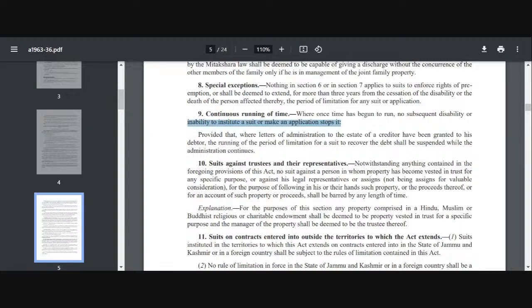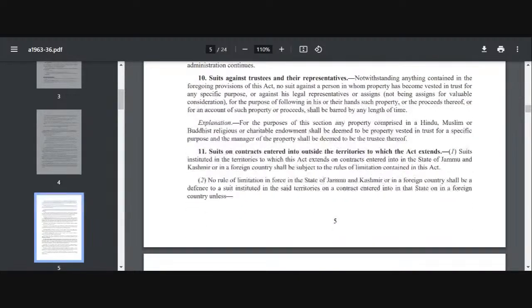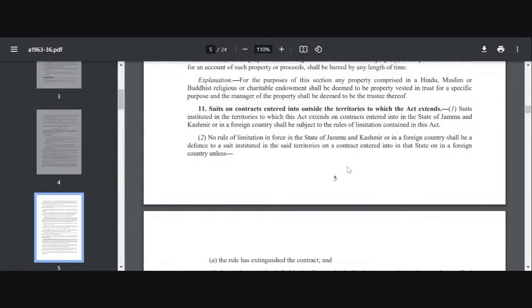Now come to section 11. Yes, section 11 is suits on contract entered into outside the territories to which this Act extends. Now tell me one thing, student, is the Limitation Act lex loci or lex fori? Anyone who can answer this, is the Limitation Act lex fori or lex loci?